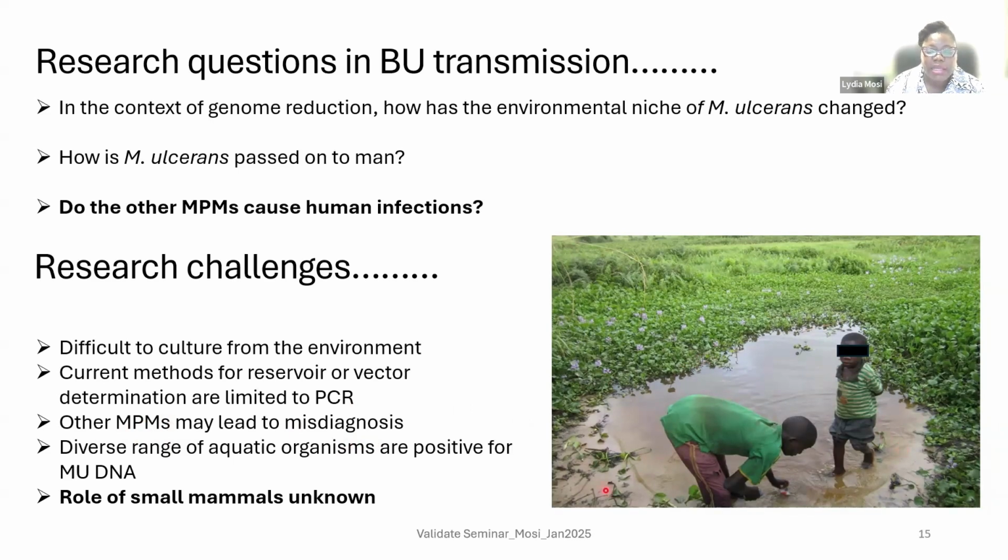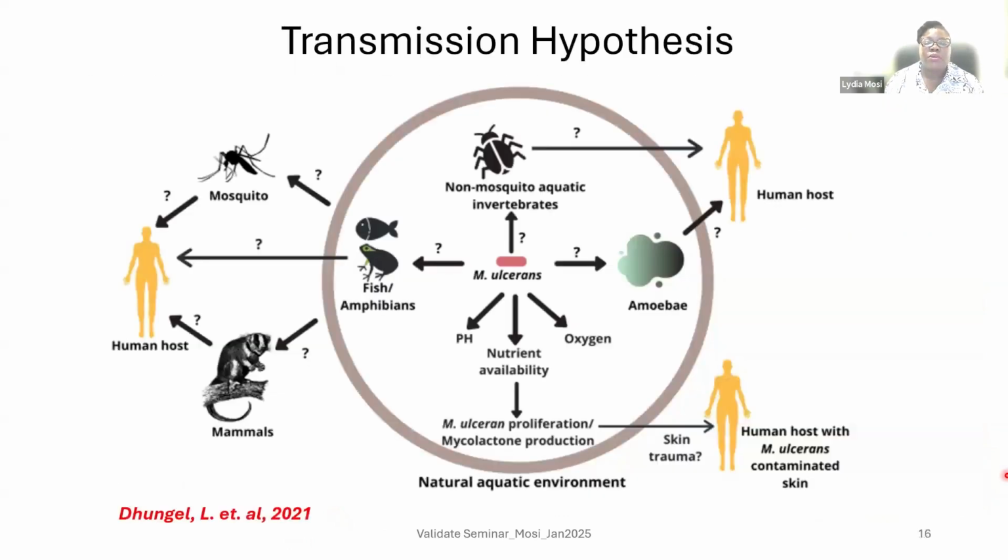surviving or multiplying. Finally, I do have to state the role of small animals who live or frequent these kinds of endemic regions in the transmission. And this is still an area for exploration in studying Buruli ulcer transmission. So there have been some working hypotheses that have been proposed to date.